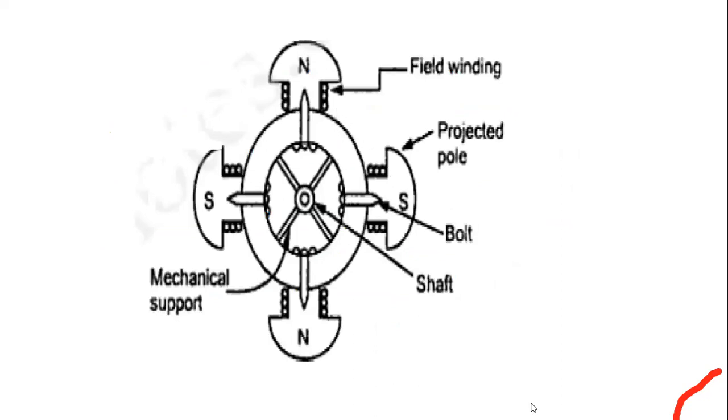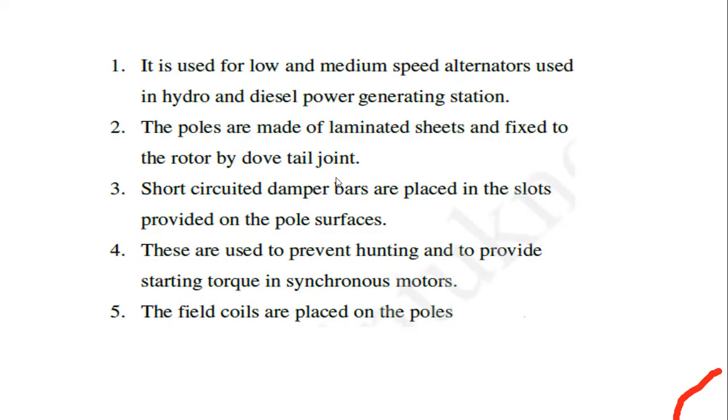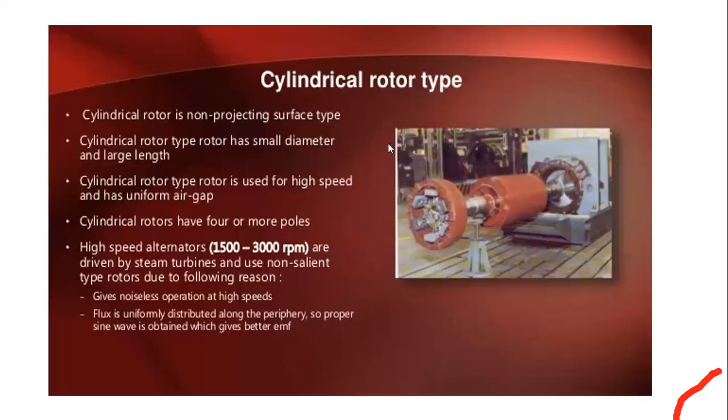The damper windings are placed in between the slots. These are used to prevent hunting and to provide the starting torque in synchronous motors. By using this we provide the starting torque. The field coils are placed on the poles.